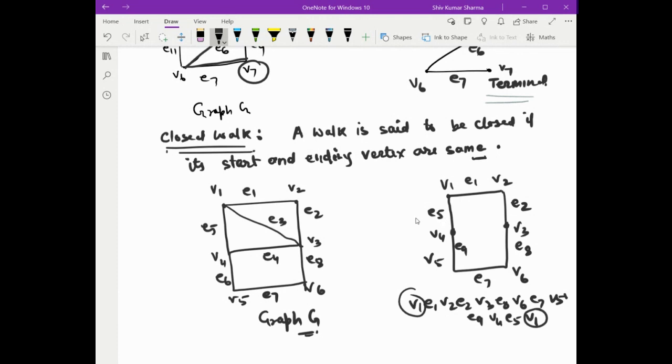So we make an alternating sequence. Vertex may be repeated. That means when we start from V1 and end at the vertex V1, initial and ending vertex are same, so then vertex may be repeated. Such type of walk is known as the closed walk. That means it makes a circuit form. Noted?